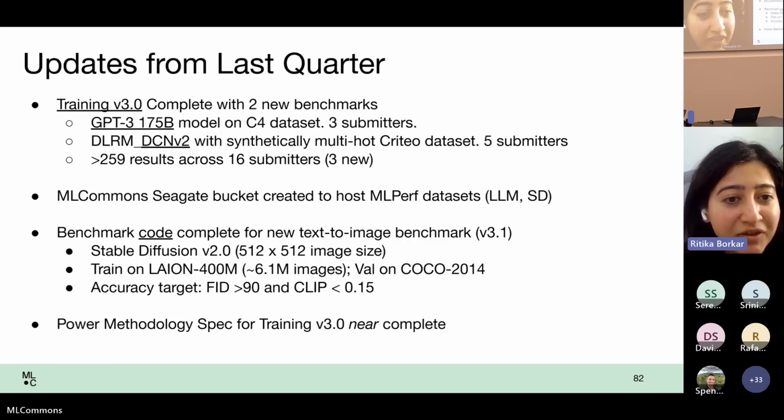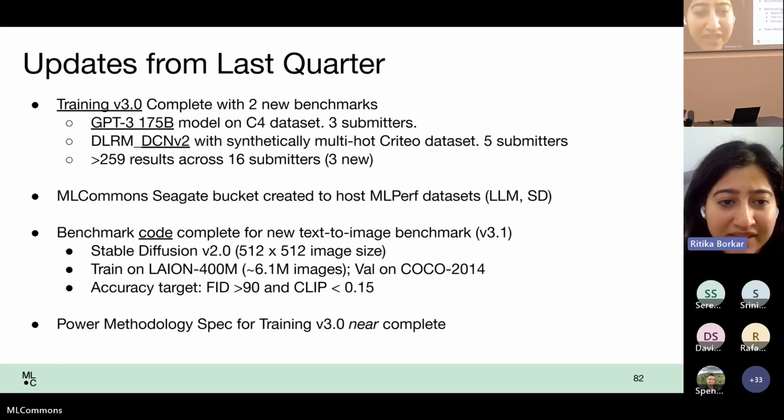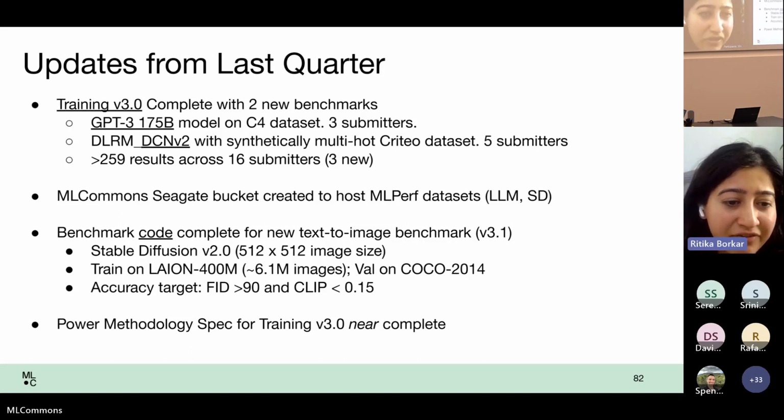The other exciting development in the working group is that last week we became benchmark code complete for a new text-to-image benchmark, which is a stable diffusion v2.0 model, where the image size is 512 by 512, which means the latent space is 64 by 64. It will train on a subset of the LAION-400M dataset. The subset is around 6.1 million images, and the validation will be on the COCO 2014 dataset. We are looking at a combined target accuracy, where we look at FID and CLIP scores.